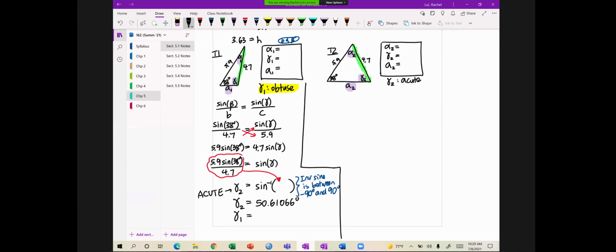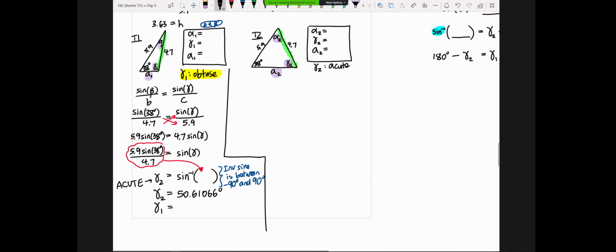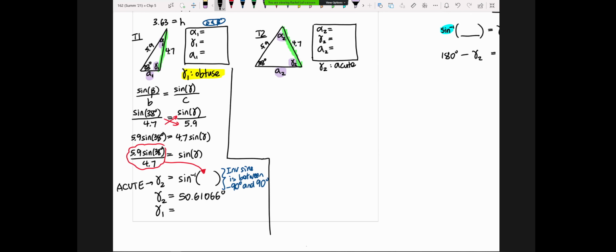Okay, so students are sharing that we're going to do 180 minus gamma 1. That's correct. So it's actually 180 degrees minus the acute angle to get the obtuse angle. When you do inverse sine, it gives you the solution in quad 1. Then you do 180 degrees minus the solution in quad 1 to get your solution in quadrant 2. And the solution in quadrant 2 is the obtuse angle, which is gamma 1.